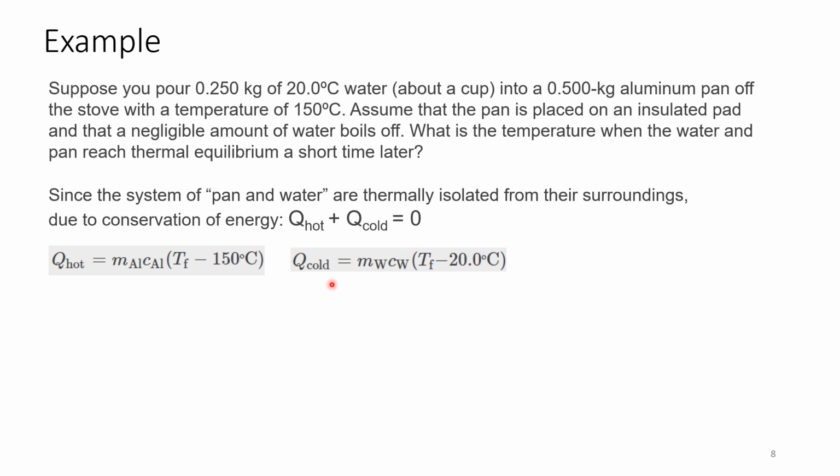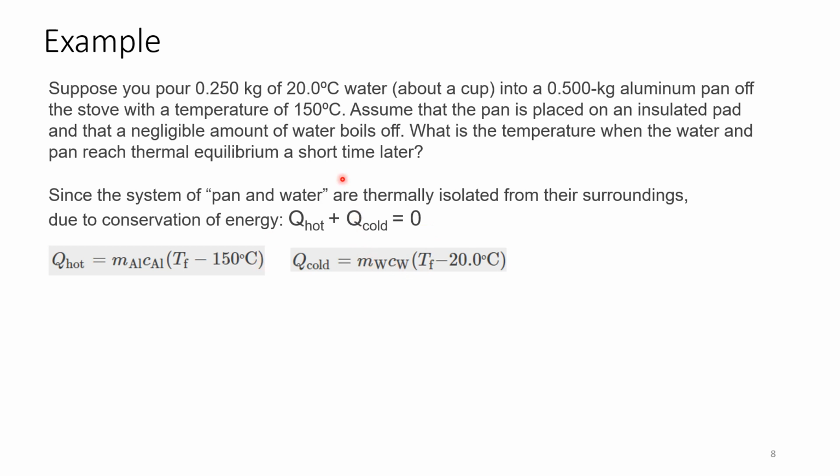Please note that here it is okay to keep degrees Celsius as the unit of temperature because we know that the change in temperature in degrees Celsius is the same as the change in temperature in Kelvin. And we may also notice that since T final should be lower than this 150 degrees Celsius, this term Q hot is actually a negative term.